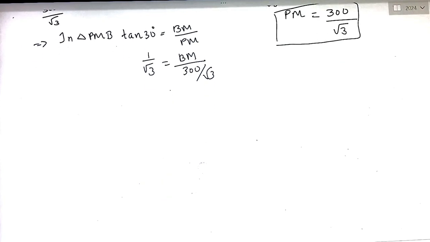Now we'll apply the cross multiplication, so that it will become root 3 times 300 is equal to root 3 BM.